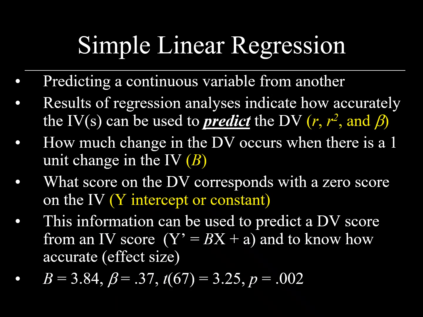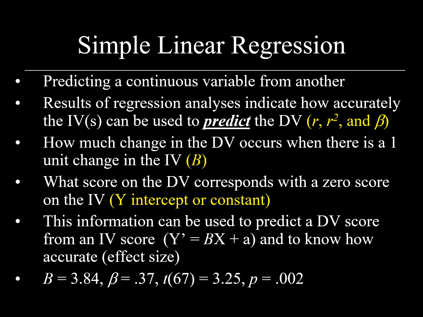With simple linear regression, we're adding on top of correlation. We're still looking at two continuous variables. However, in this case, we're actually predicting a continuous variable from another. So the results of regression analysis indicate how accurately the independent variable, in other words, the predictor, can be used to predict the DV or the outcome. Again, we will get an r and an r squared, but we usually report this as an italicized large beta to represent the fact it was a regression and not a correlation.